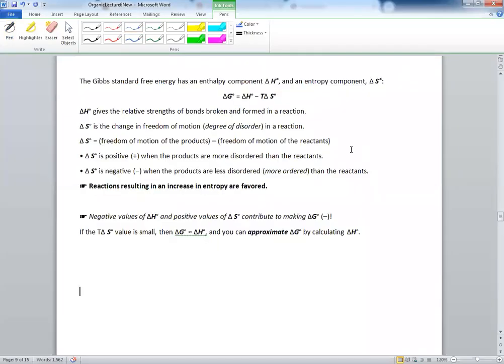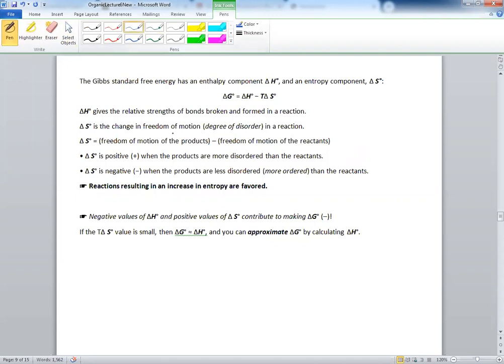Now, Gibbs free energy also has an equation that you should have examined in general chemistry too. And it's an equation that incorporates both the enthalpy, or the heat of the reaction, that's delta H, and the entropy, which is a degree of disorder. Once again, we are not going to do math. All I want from you is to have an understanding of this equation.